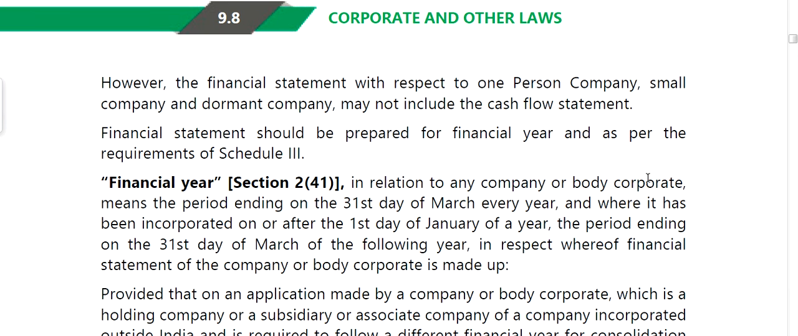However, the financial statement with respect to a one-person company, small company, or dormant company may not include the cash flow statement.